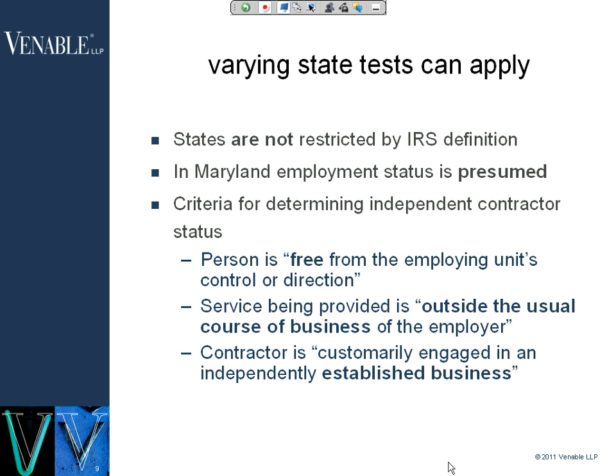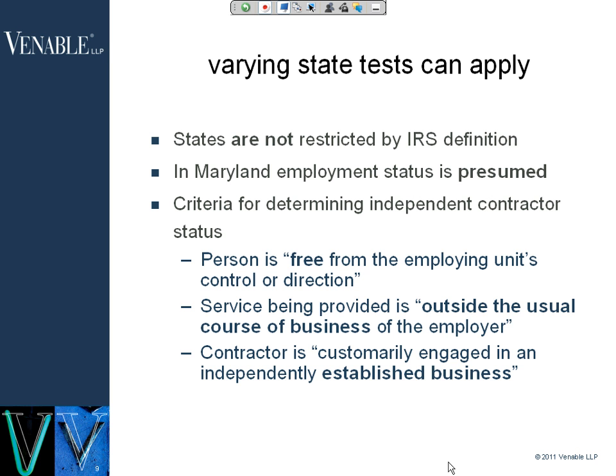The second criteria is that the service being provided is outside the usual course of business of the employer. So again, if in the usual course of your business you are sending out mailings, holding events, planning events, to the extent you have independent contractors engaged in those types of services, that's a large indicia under the Maryland state definition that these folks are employees, not independent contractors, regardless of what we call them or how we compensate them.